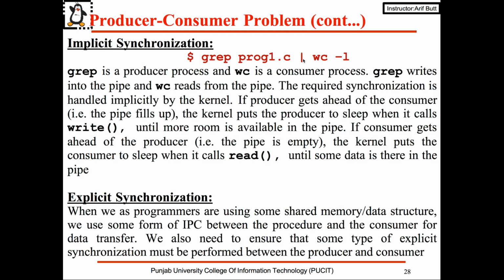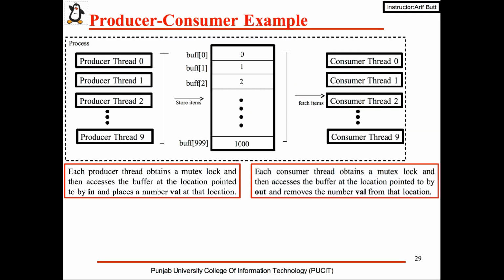But being programmers, when we are accessing some shared data inside the memory, we have to do explicit synchronization. Other than ensuring that the critical section problem is handled, we also need to ensure that some type of explicit synchronization is performed between the producer and the consumer processes. I hope the idea is getting clear to you. Let's see this illustration over here.